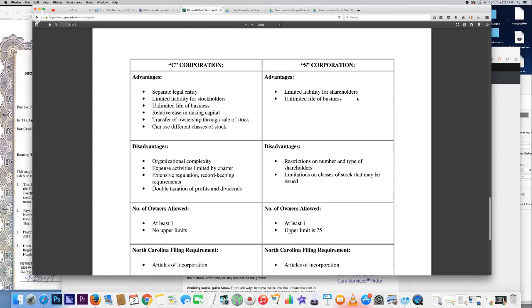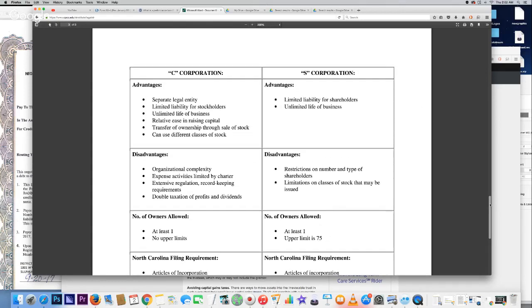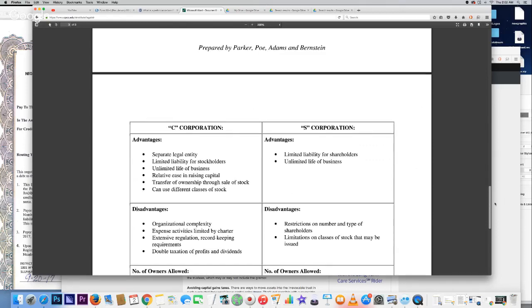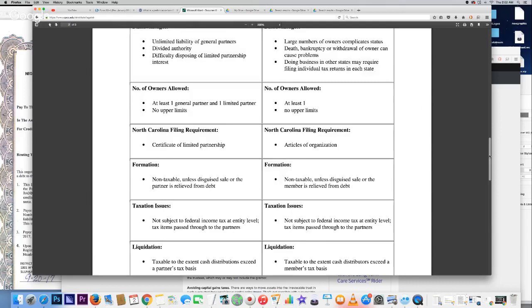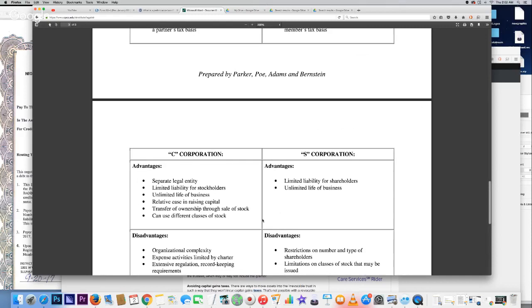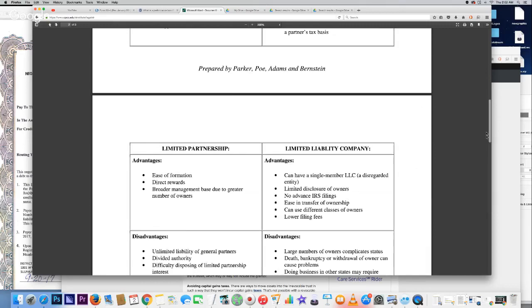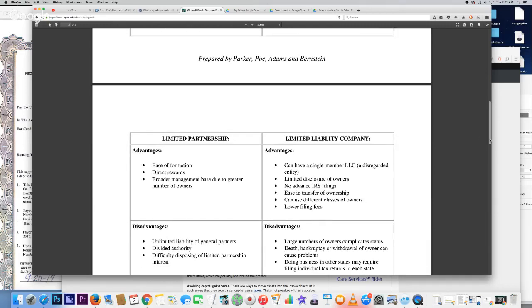Now, S corporation advantages: limited liability for shareholders and unlimited life of business. Very short advantages compared to the C corp. So as you can see, as far as running a traditional business, it may be more beneficial for us to go with the C corp or the limited liability company, LLC. Now, if we don't have the budget or knowledge to run all these different areas to avoid these disadvantages within the C corp, we might want to go with the limited liability company, so we don't have to worry about all that.